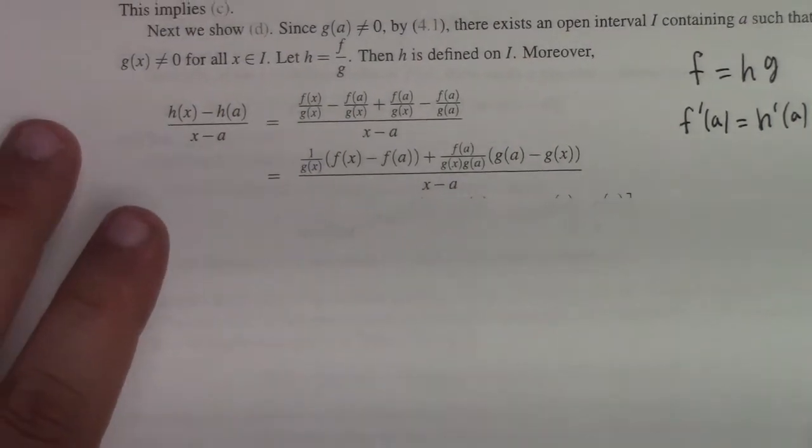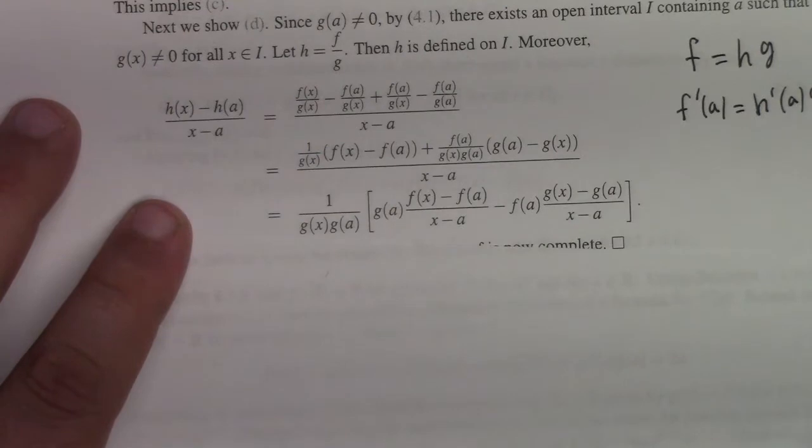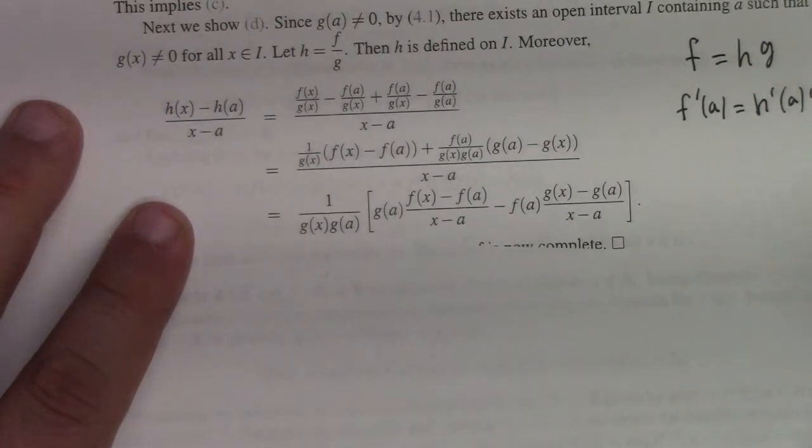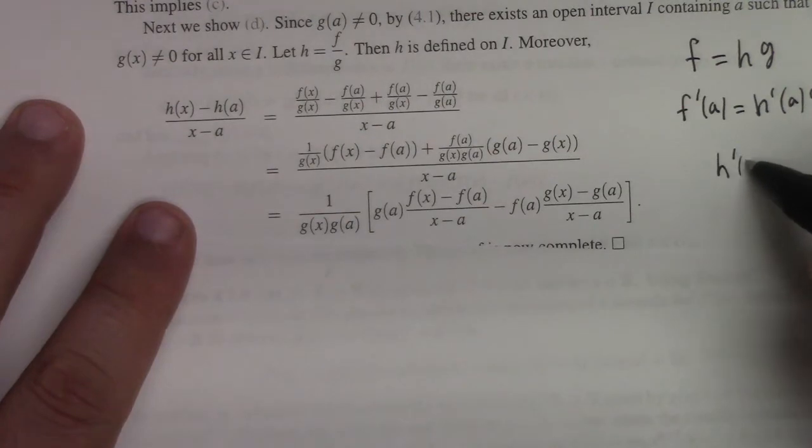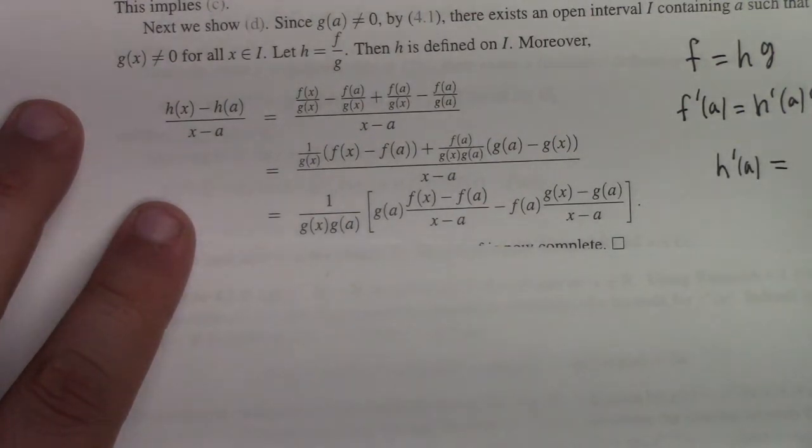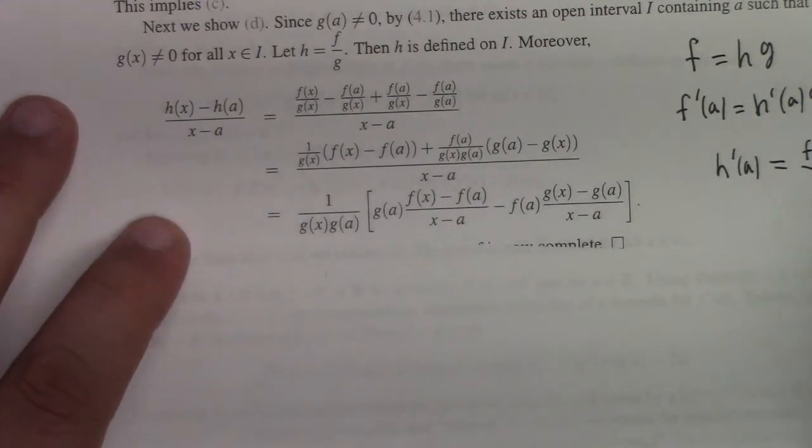And consequently, if you solve that for h prime of a, what do you get? You get h prime of a is equal to f prime of a minus h of a g prime of a, divided by g of a. But then if we multiply that by g of a over g of a, we get g of a f prime of a minus f of a g prime of a.